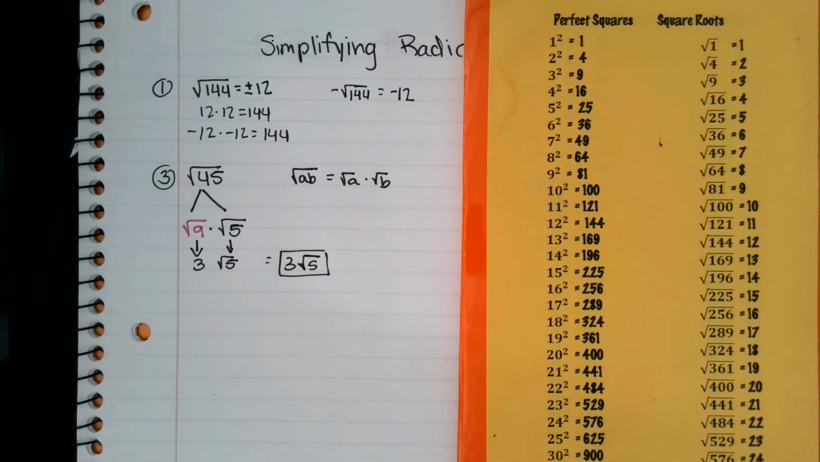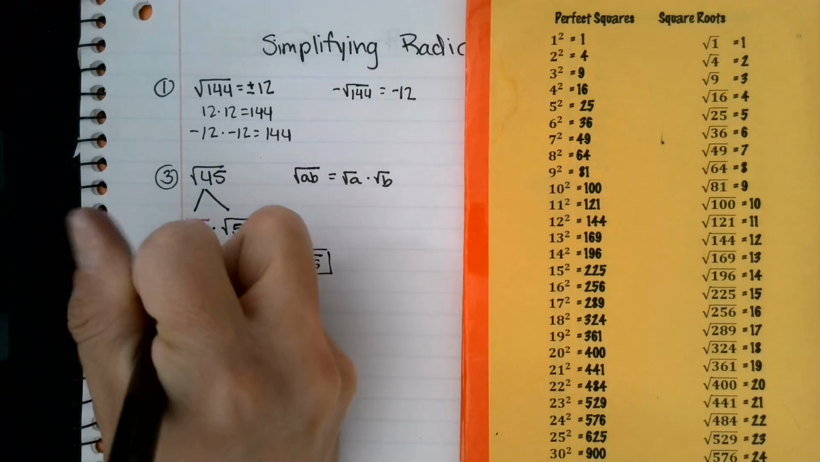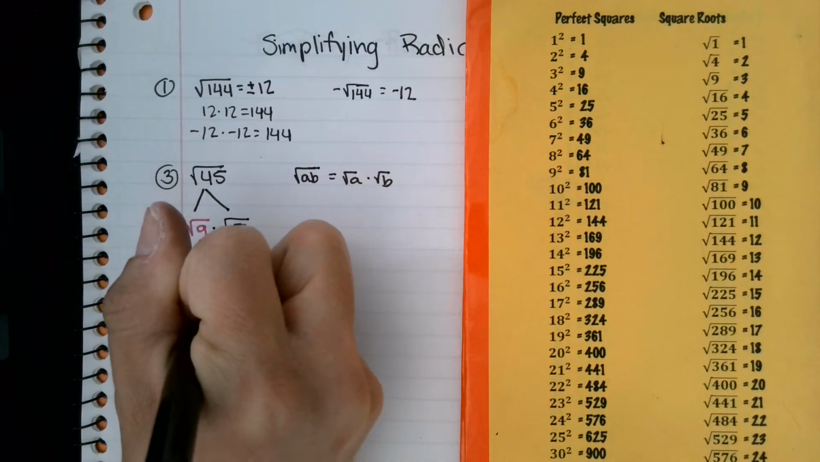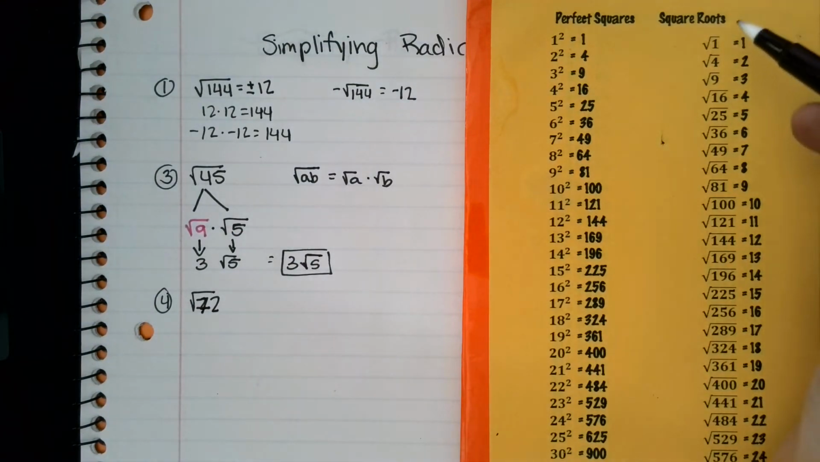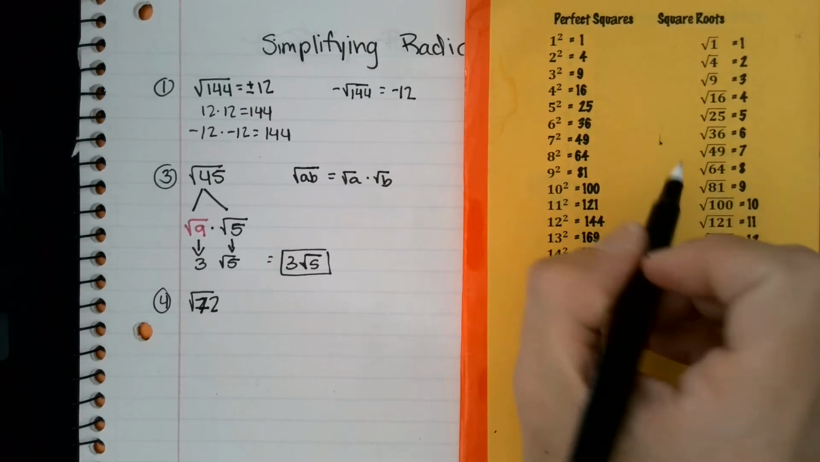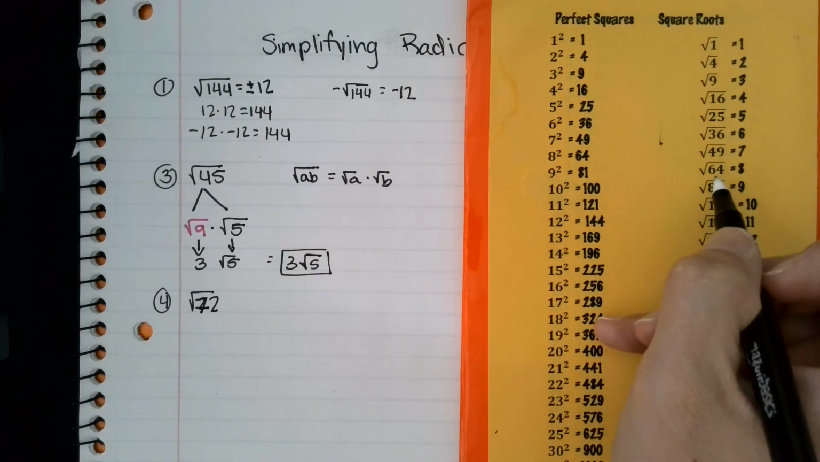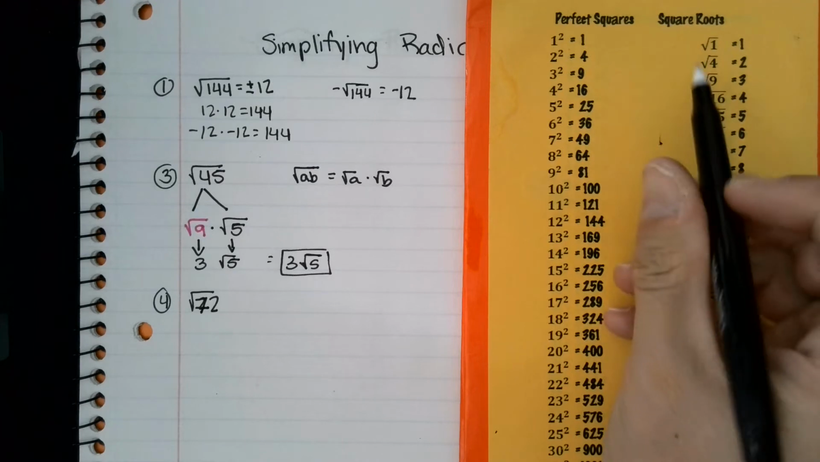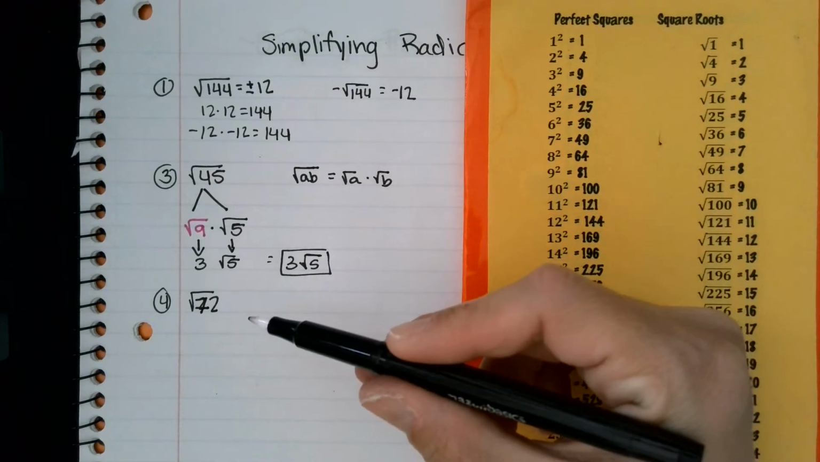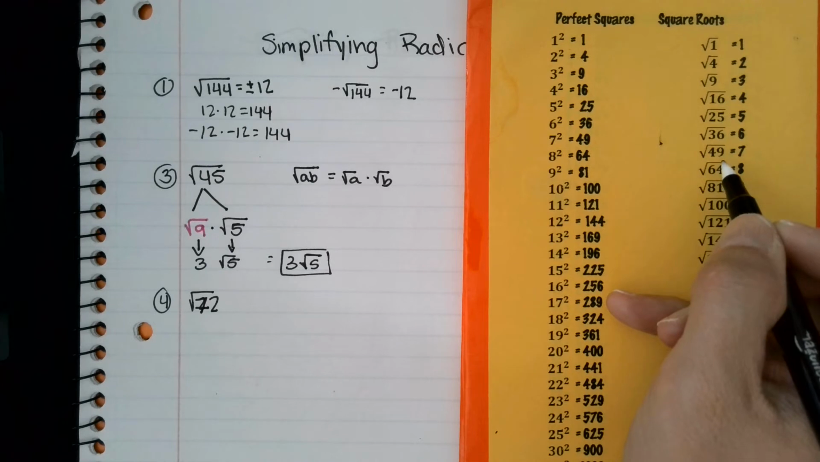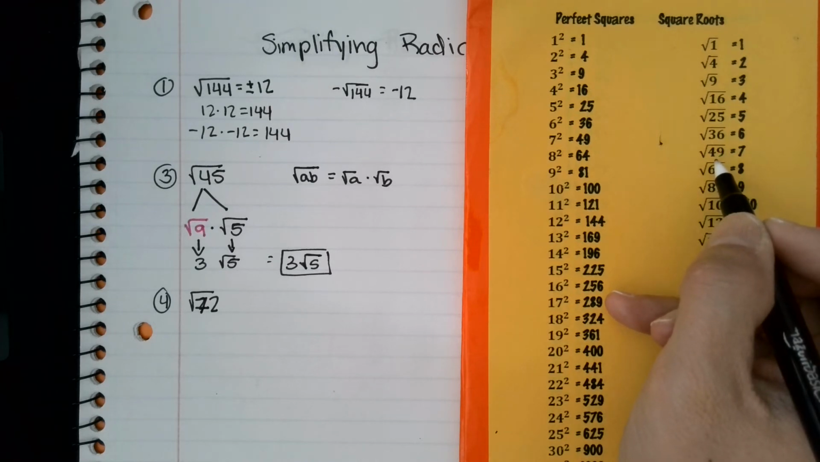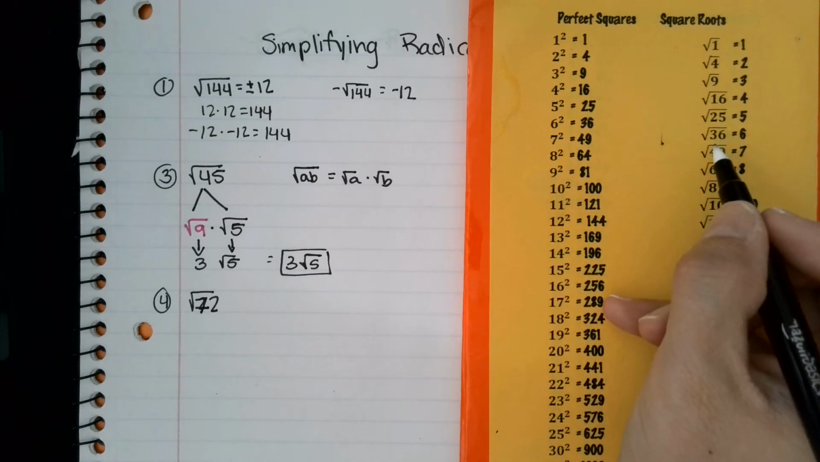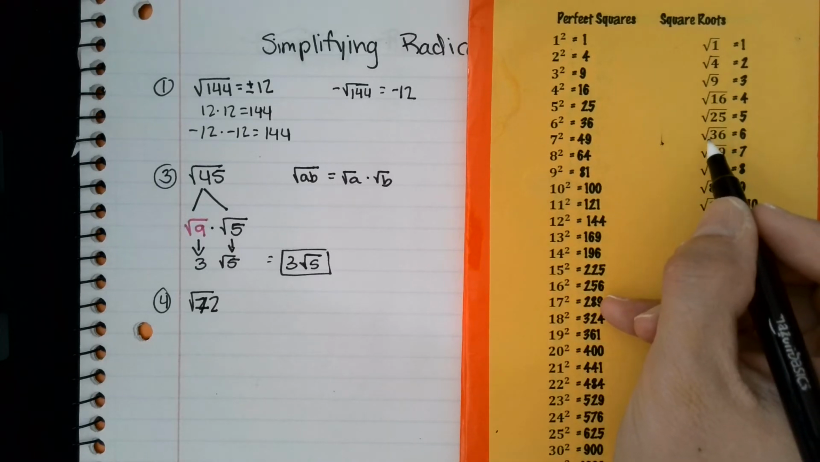Another example: the square root of 72. 72 is not on my list, and you can use a calculator for this part if you need to find the factors. So we're going to test everything smaller than 72. Does 64 divide into 72? No. Does 49 divide evenly into 72? No. Does 36 divide evenly into 72? Yes, it does.